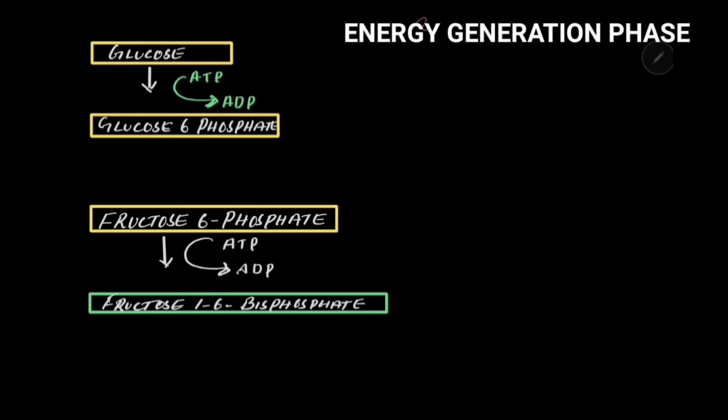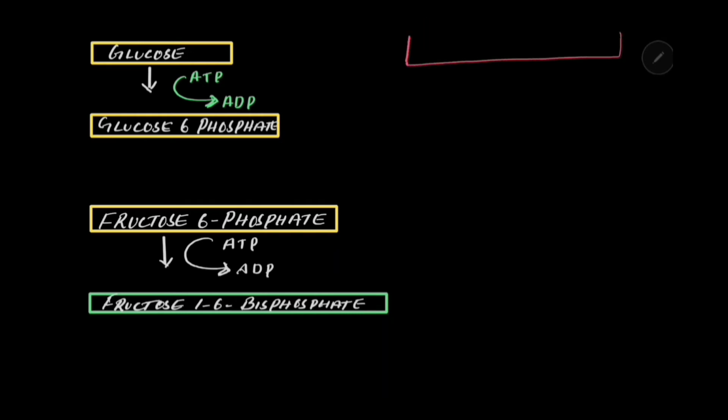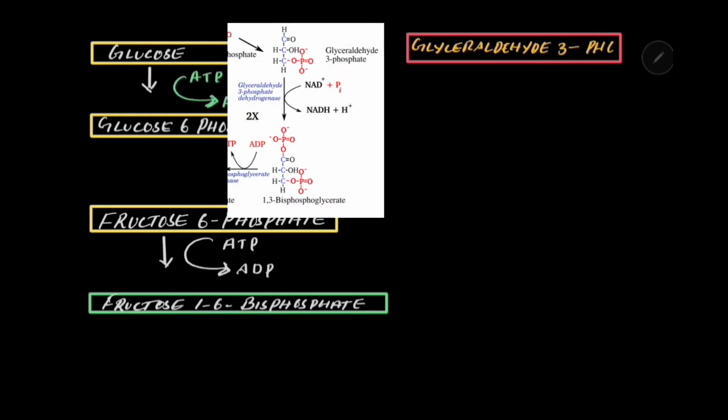Energy generation phase. During this process, high energy molecule ATP are generated. In this process, glyceraldehyde 3-phosphate is converted into 1,3-bisphosphoglycerate in the presence of the enzyme glyceraldehyde 3-phosphate dehydrogenase.